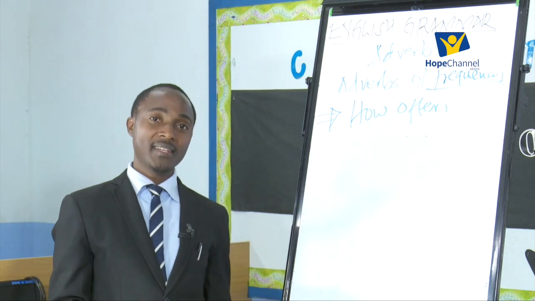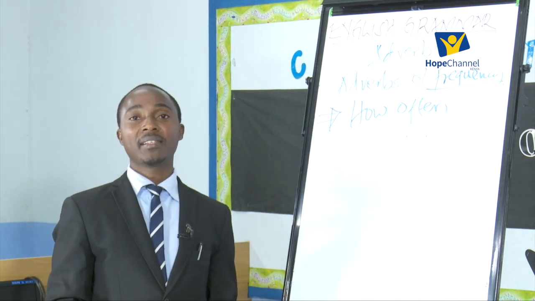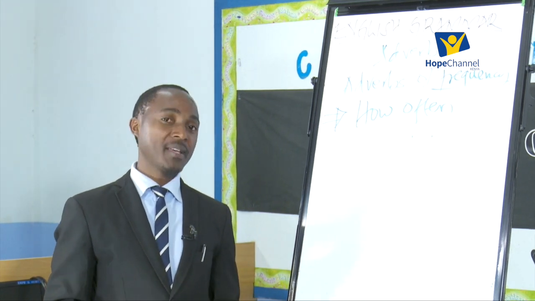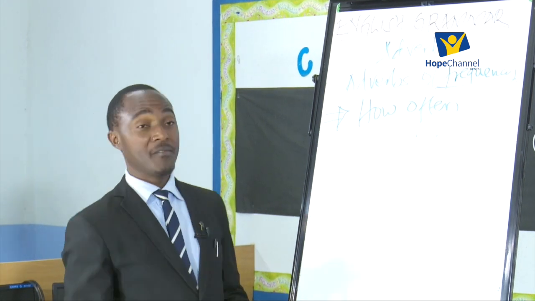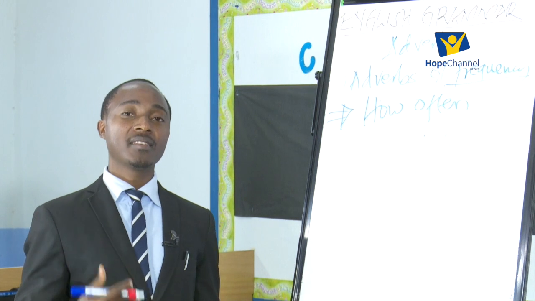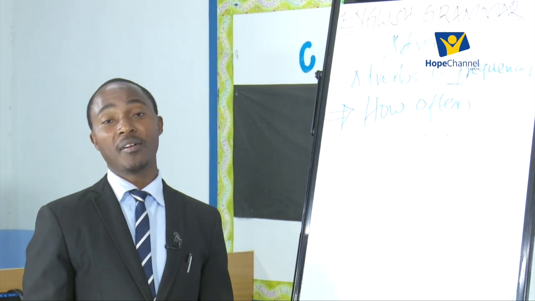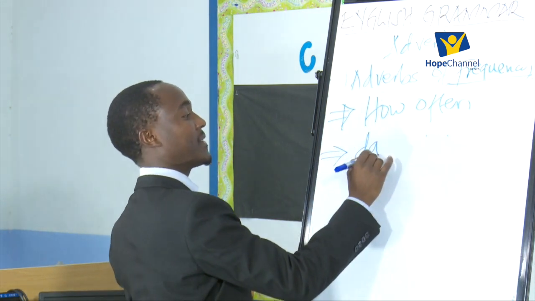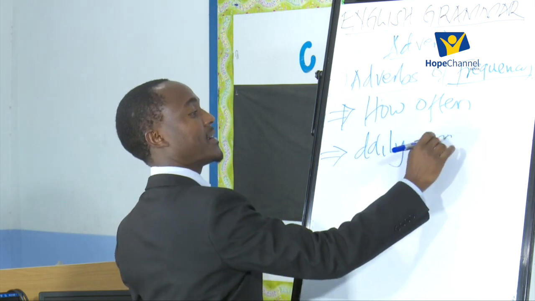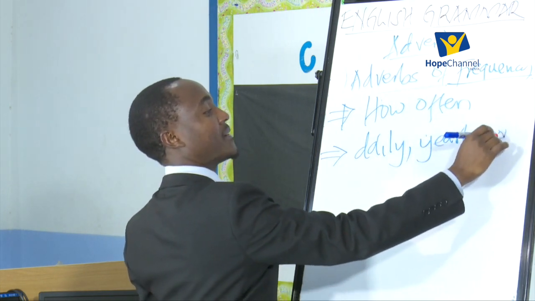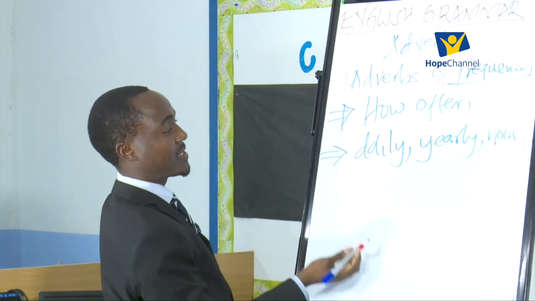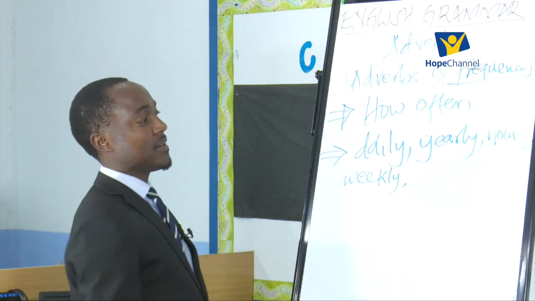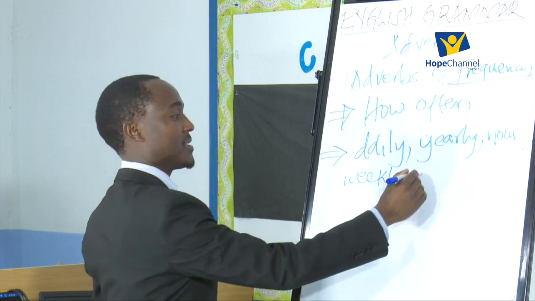Does it take place every day? Does it take place weekly? Does it take place hourly? Is it yearly? How often does that action take place? So to identify an adverb of frequency, we ask the question, how often does this action take place? So you have to identify the action, obviously. They include words like daily, yearly, hourly. We have words like weekly, fortnightly, and so many other words that we can have, etc.